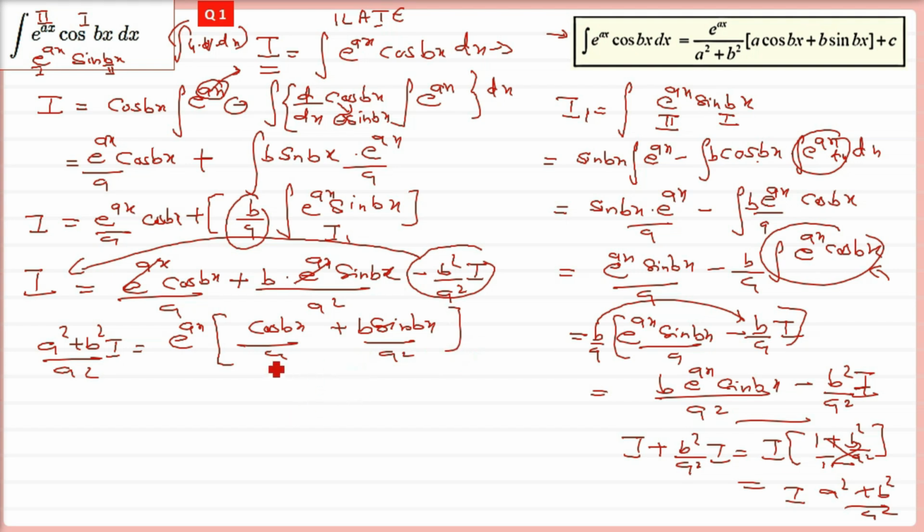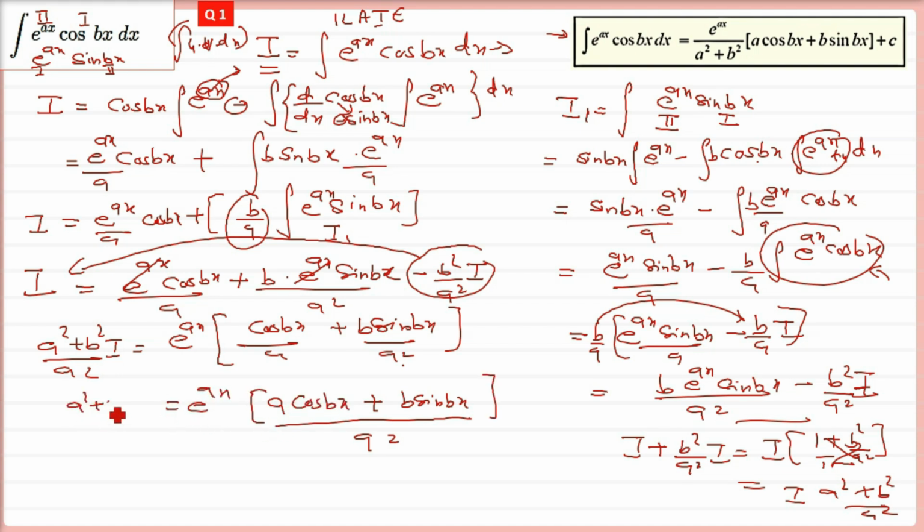Now let's take the LCM. When you take the LCM, it will be a square. So since this already has a square in the denominator, you can just write b sin bx. Here we have only a in the denominator, so in order to make it a square, you have to multiply it with a cos bx. Okay, e raise ax remains here.